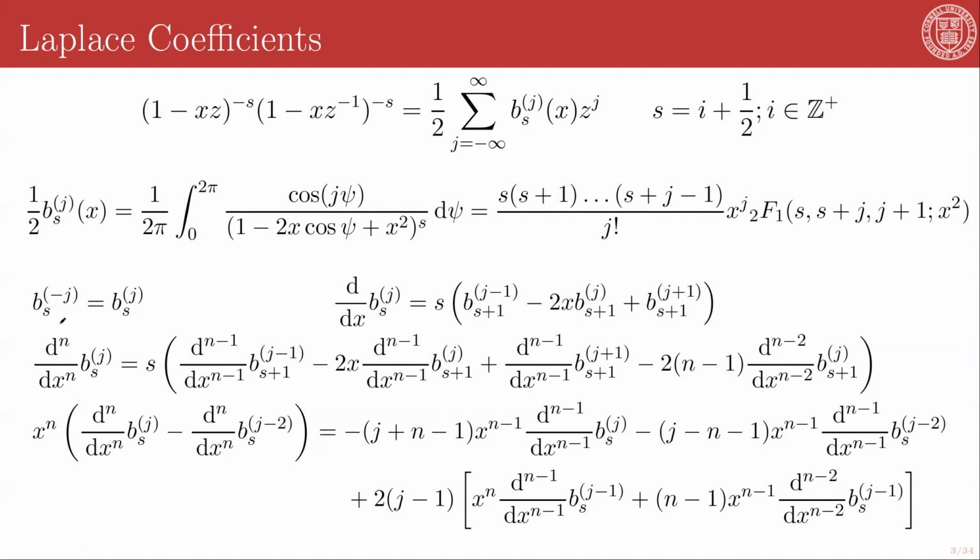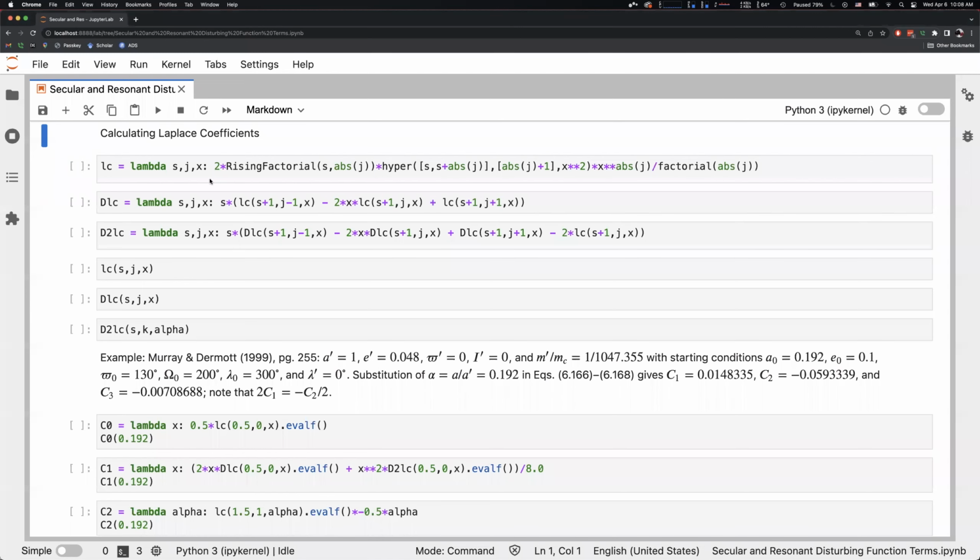We can also take advantage of the fact that b sub s of negative j is the same as b sub s of j. So if we implement this expression with only absolute values of j, then we will cover all possible inputs from negative infinity to infinity. And we can use this set of recursion expressions to calculate the nth order derivatives of the Laplace coefficients. So here is one reference implementation using Python and the SymPy package. And as you can see, what we've done here is just exactly encode the equation given in that slide.